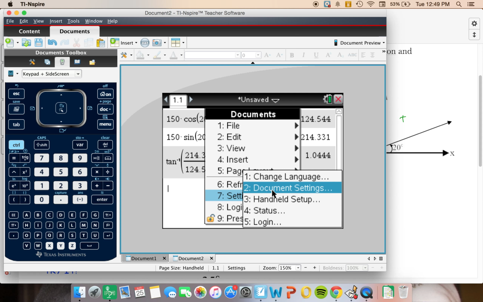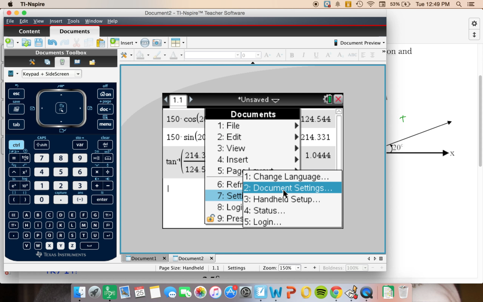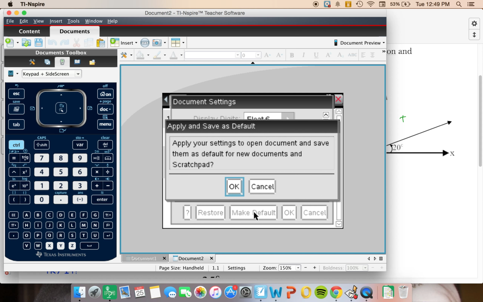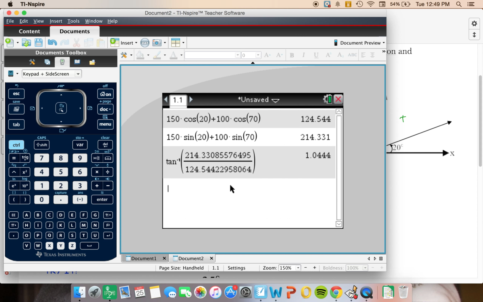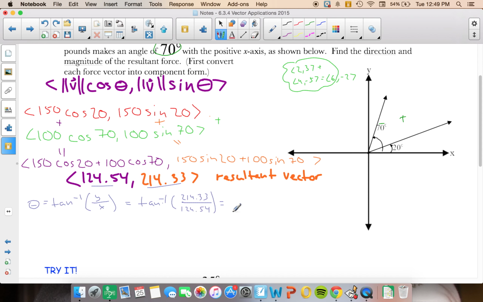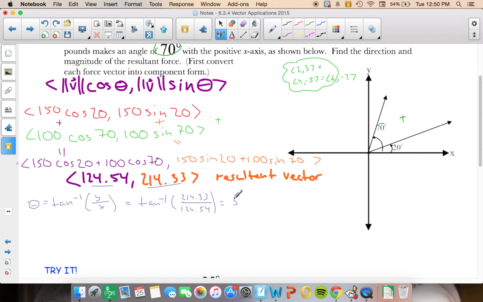I'm going to go into up here and then go into settings, which is number 7, and then document settings. And again, here it is. It's in radians. I want it in degrees. I'm going to make that the default so I don't have to keep changing it. And now we have the actual angle, 59.8 degrees. That's more reasonable. Wouldn't make sense for it to be 1 degree. So 59.8 degrees. Okay, so last thing we need to do is find the magnitude of the resultant force.